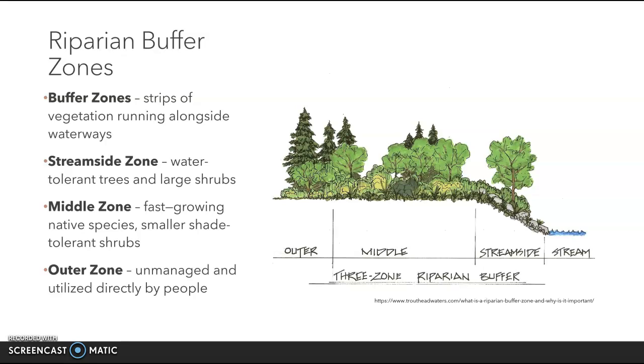Broadly speaking, buffer zones are strips of vegetation, including trees, shrubs, and grasses, that are planted next to waterways. These zones can be naturally occurring, but due to anthropogenic influences, many have been destroyed or compromised. When buffer zones are healthy, they're typically divided into two sections.